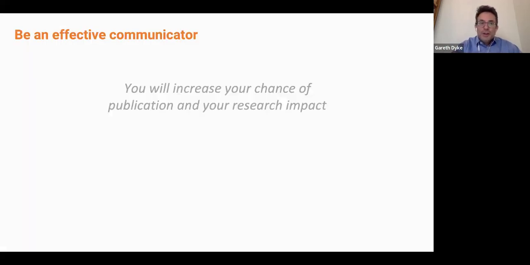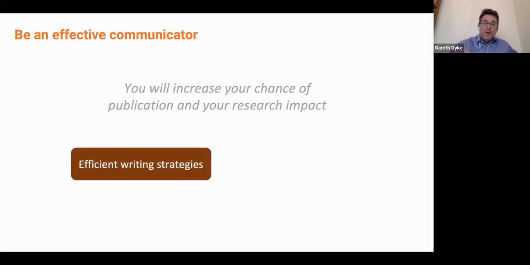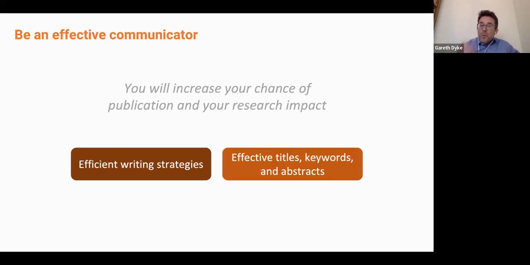As we think about planning a publication with initial journal selection, as you begin this process and start to think about putting an article together for eventual publication, the most important starting point is being an effective communicator. You'll increase your chance of publication and research impact if you have efficient writing strategies and if you are aware of how to put together effective titles, keywords, and abstracts, which is something that we're going to come back to a little bit later on in our event today.